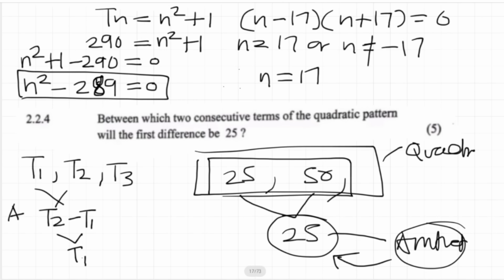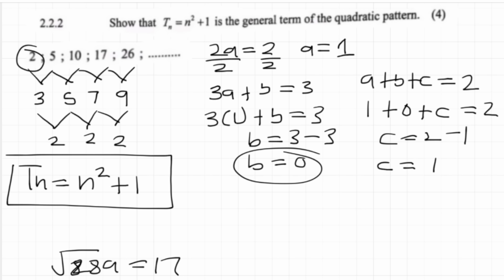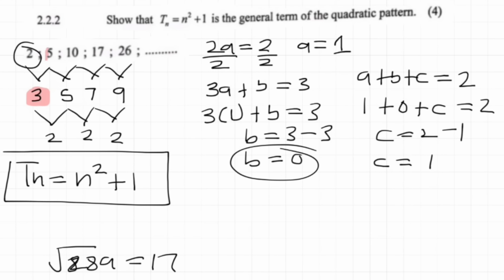Okay, let me just try to illustrate with this example that is here. To find this term number 1, we take term number 2 and term number 1. We say 5 minus 2, it gives us term number 1 of the arithmetic pattern. And also to find this term here, we take this and we subtract with this. Why am I telling you this? It's because, first of all, we need to find out which term number is 25 on this pattern.